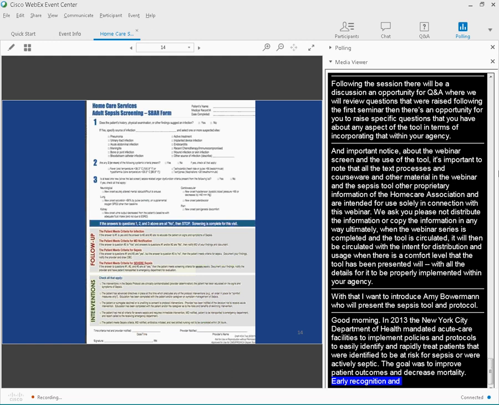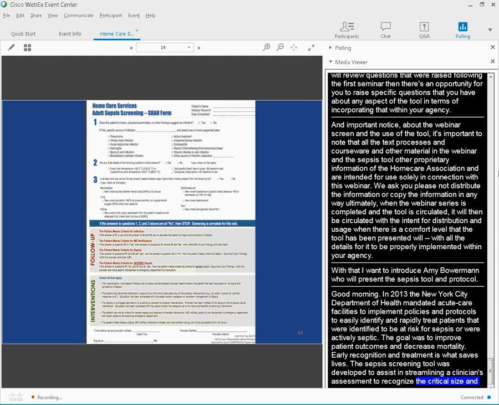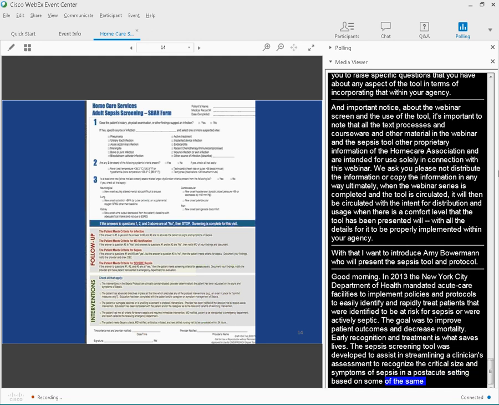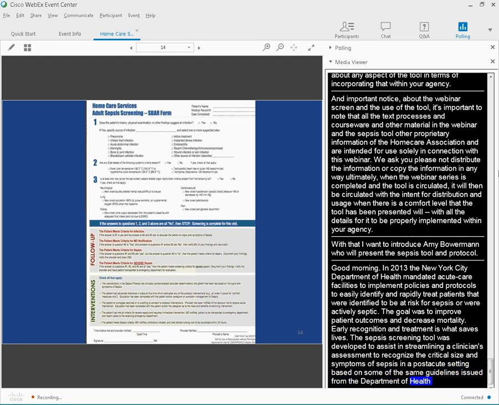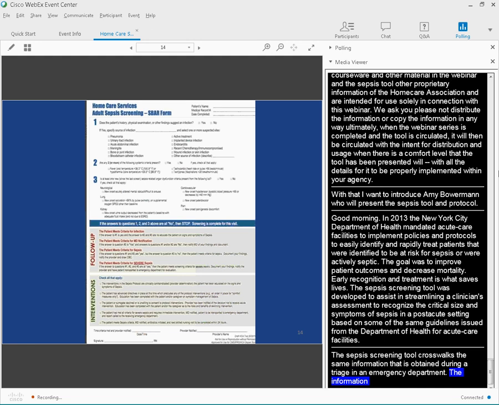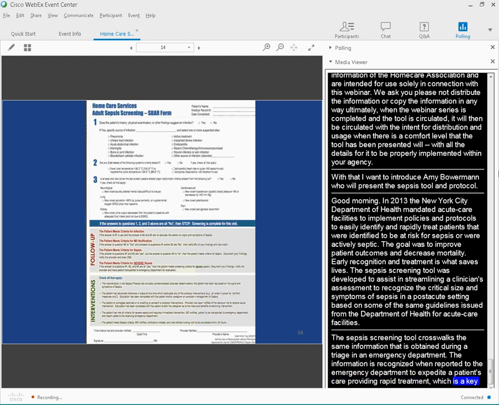The Adult Sepsis Screening Tool was developed to assist and streamline a clinician's assessment to recognize the clinical signs and symptoms of sepsis in a post-acute setting such as home health care, based on some of the same guidelines issued from the Department of Health for acute care facilities. The Sepsis Screen Tool crosswalks the same information that is obtained during a triage in an emergency department. So the information is recognized when reported to the emergency department to expedite a patient's care, providing rapid treatment, which is a key factor in decreasing mortality and improving a patient's outcome.